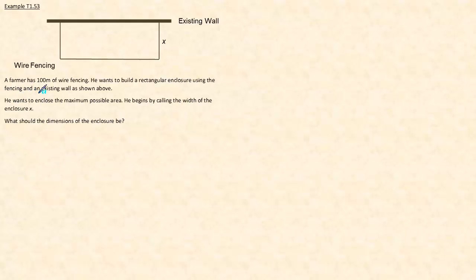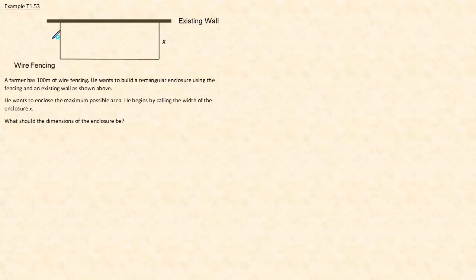A farmer has 100 meters of wire fencing. He wants to build a rectangular enclosure using the fencing and an existing wall as shown above. He wants to enclose the maximum possible area. He begins by calling the width of the enclosure x. What should the dimensions of the enclosure be?